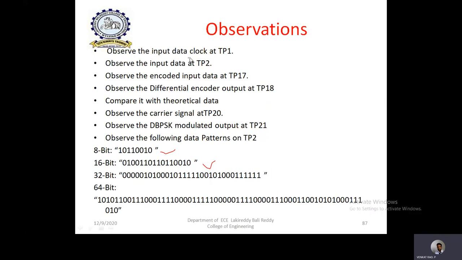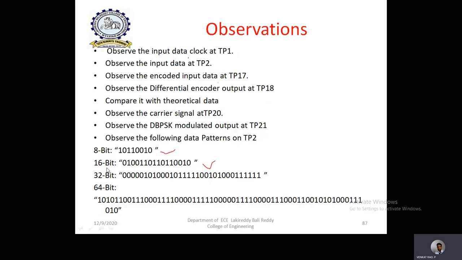You need to observe first the clock signal, corresponding clock frequency and time period, and then observe the input data and the encoded input data, and then the differential encoder output. That is nothing but the differential data which is coming from the XNOR gate output, and compare it with the theoretical data. I have already explained the theoretical output. So compare that theoretical output with the practical output we are generating, and try to observe the difference. Observe the carrier signal at TP20. Of course, we need to observe the carrier signal also, and then the modulated as well as demodulated output.